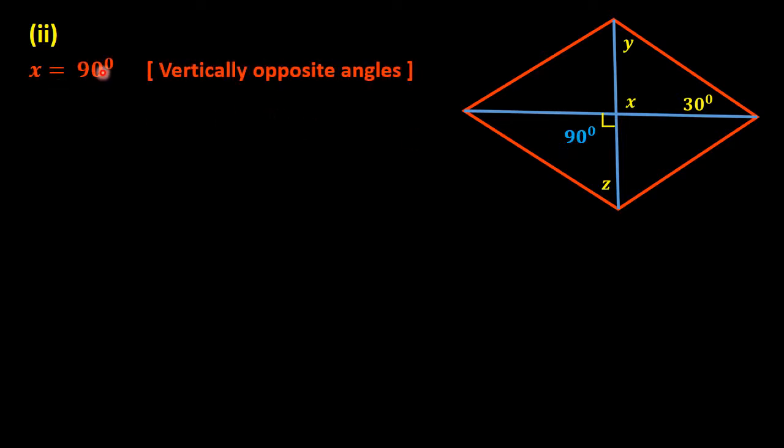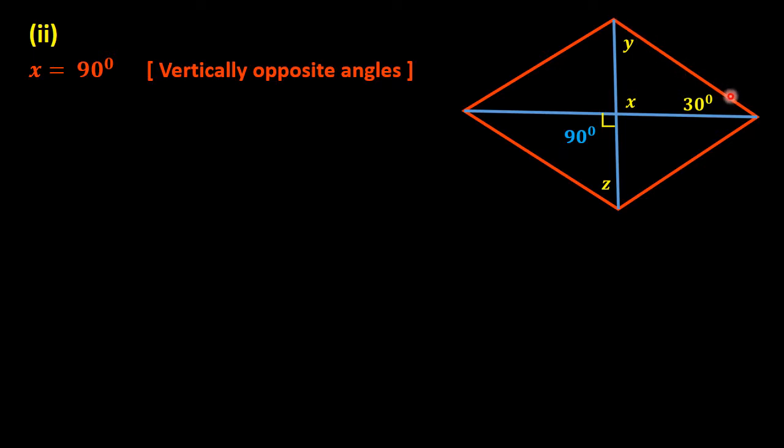So x equals 90 degree because 90 degree and x are vertically opposite angles and they must be equal. Now we have got the value for x which is 90 degree, and this angle is 30 degree, and the value for y we need to find out.